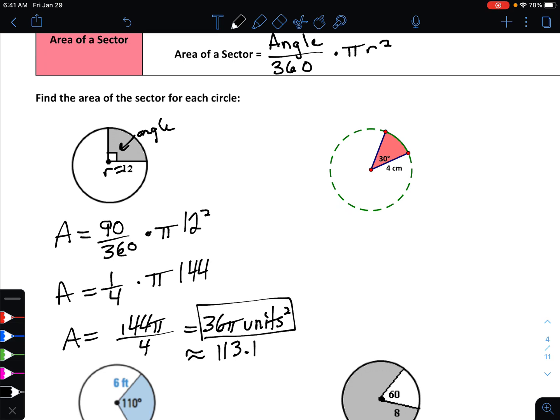Okay, let's take a look at another example here. So in this next example, we've got a 30-degree angle, and we've got 4 centimeters as our radius. So putting those into our area of a sector formula, we're going to say area is equal to our angle, which is 30, divided by 360, multiplied by pi r squared, so pi, and then 4 squared.